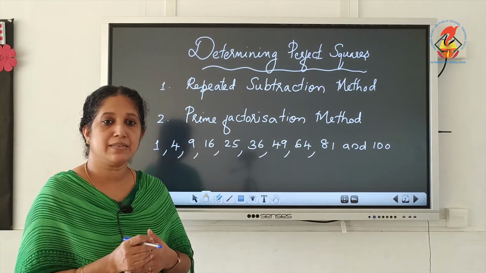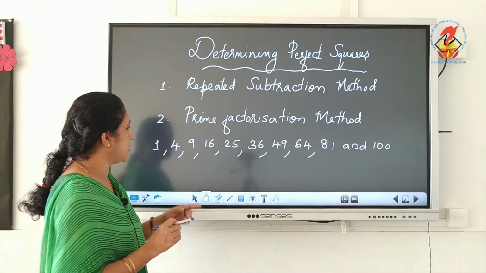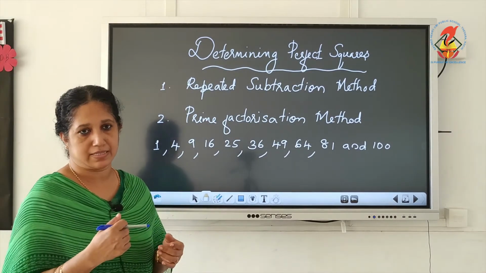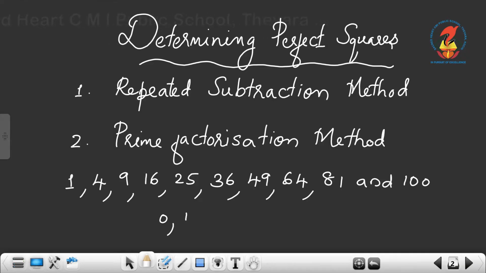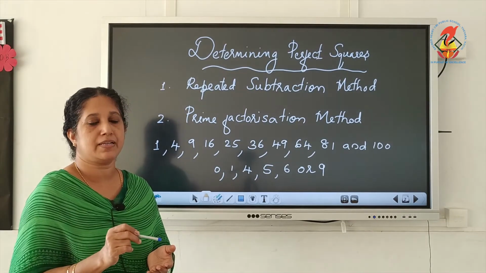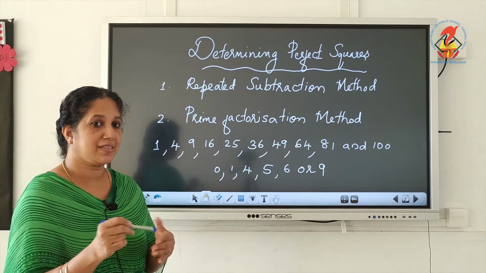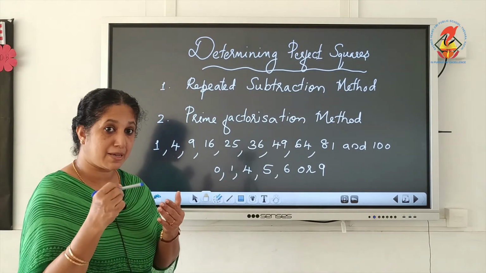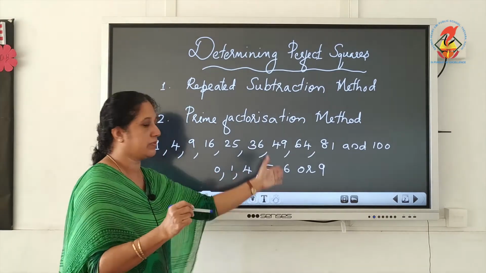And we already learned the properties of square numbers. We know that if the given number is a square number, the digit in the unit place will be either 0, 1, 4, 5, 6 or 9. So by looking at the last digit, that means the digit in the unit place, we can say whether the given number may be a perfect square. Okay. That means if the number is a perfect square, then only the last digit will be any one of these.